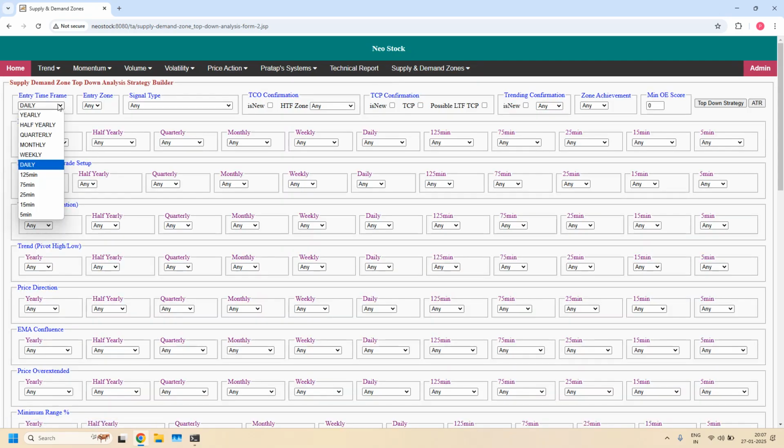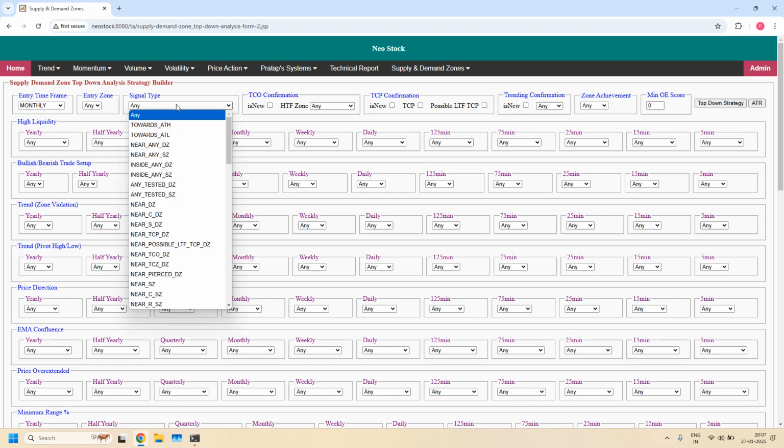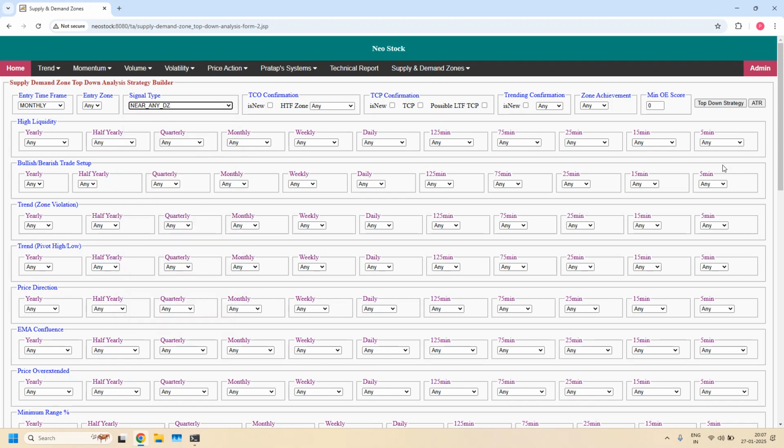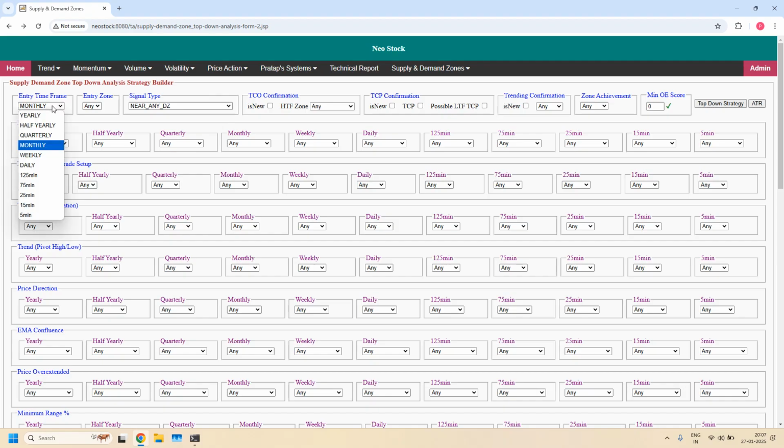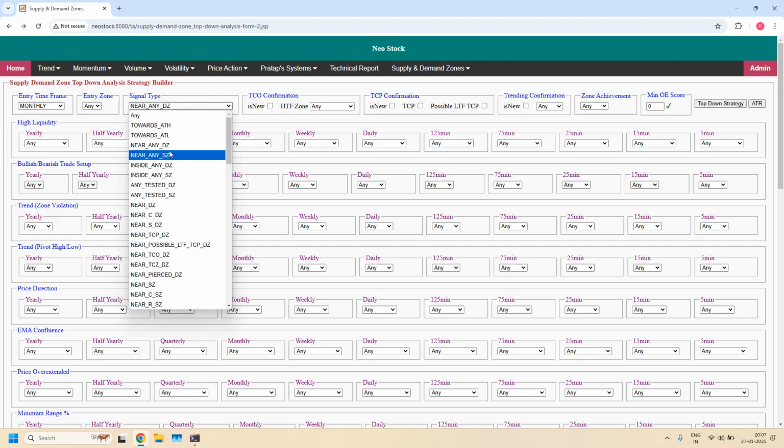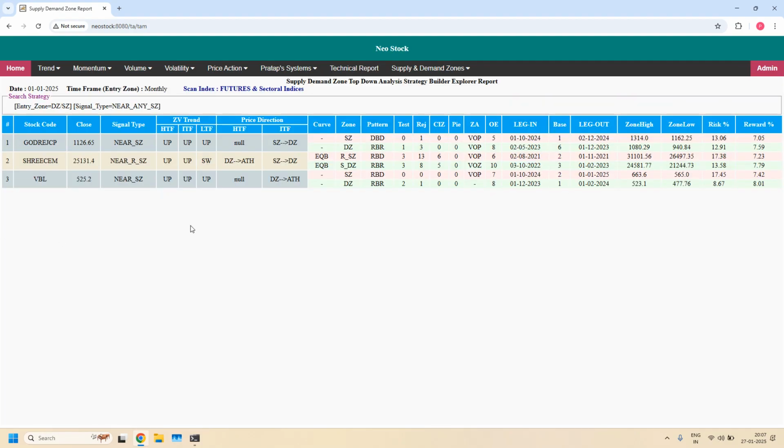Next time frame is monthly. Stocks near monthly demand zone, 10 stocks are filtered. Next monthly time frame, stocks near monthly supply zone, 3 stocks are filtered.